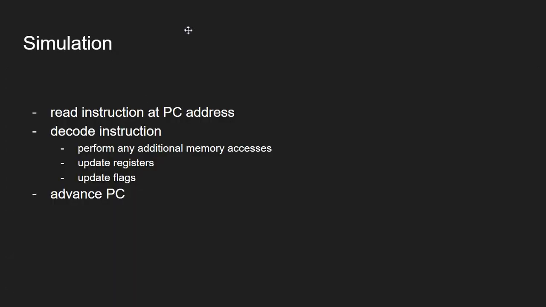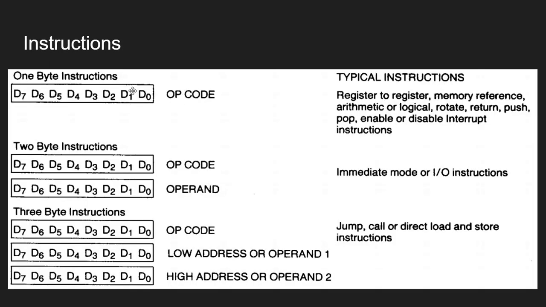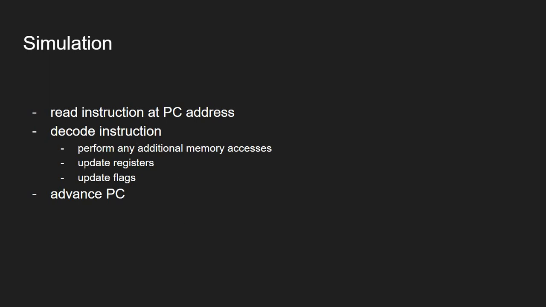So let's see a typical implementation of the simulation, first the algorithm. We start by reading the instruction at the program counter address. Then we need to decode the instruction. This instruction decoding means that based on the opcode, which is in the first byte, we need to identify the actual instruction to be executed. Then we may need to perform additional memory accesses. For example, if the instruction uses the stack, we need to access the memory at the location identified by the stack pointer.